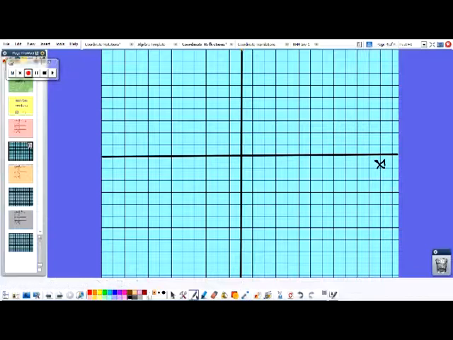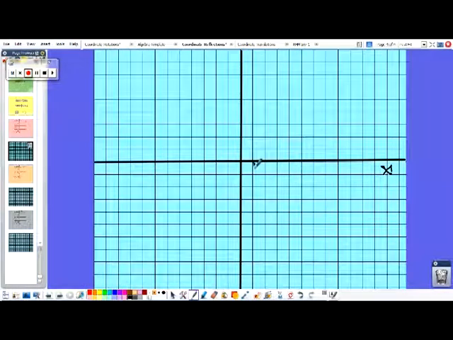Okay, the positive numbers go to the right. Now put the numbers right on the line. 2, 3, 4, 5, 6, 7. Negatives go to the left. Positives go up. Again, you put the numbers on the lines, not the spaces. Negatives go down.